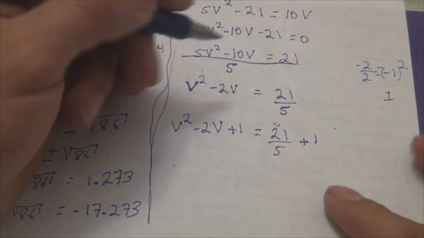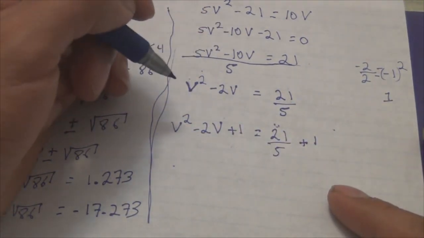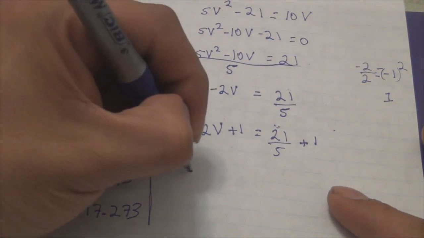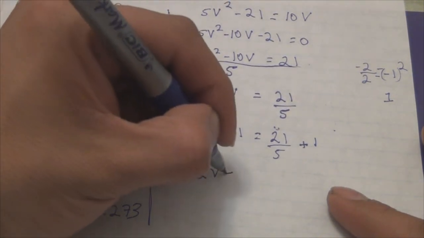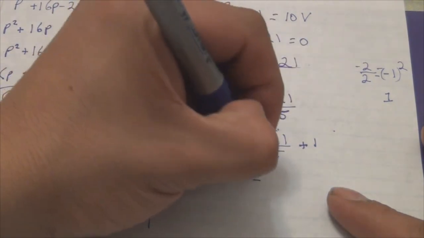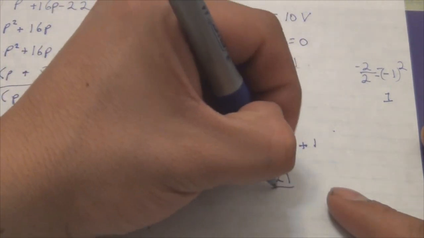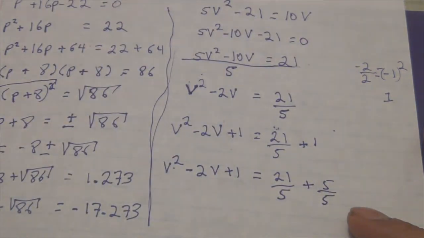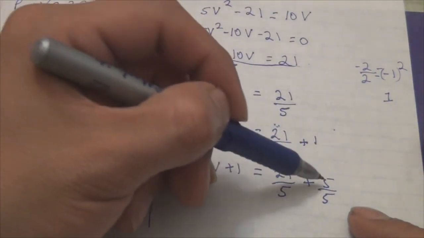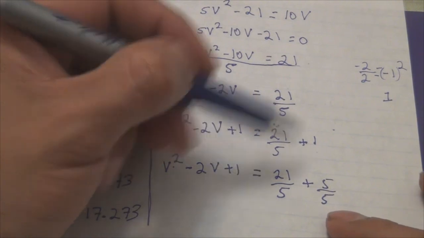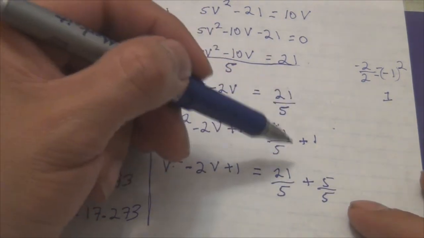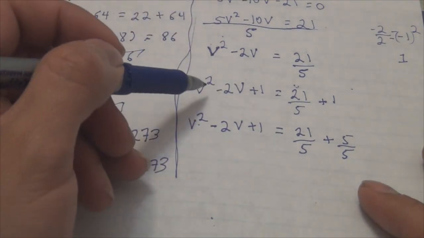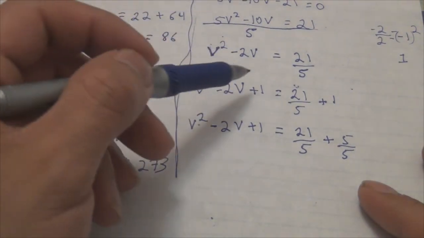Let me make this a little friendly. Okay, you could always do it on the calculator, but let me make it friendly. So this turns into v squared minus 2v plus 1 equaling 21 over 5 plus 5 over 5. The 1 turns into 5 over 5 because I need the same denominators in order to do something. Okay, now we're talking. So remember what happens when you take half of the linear term and square it?